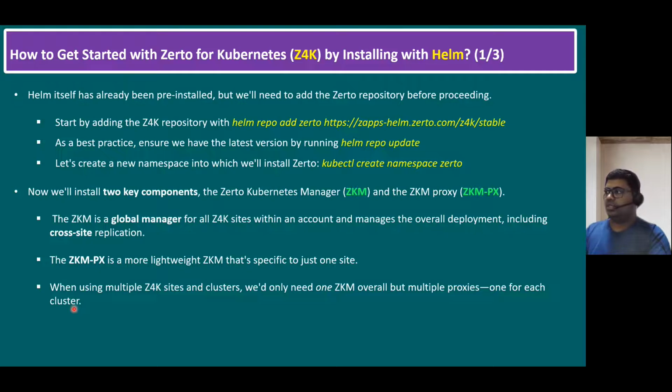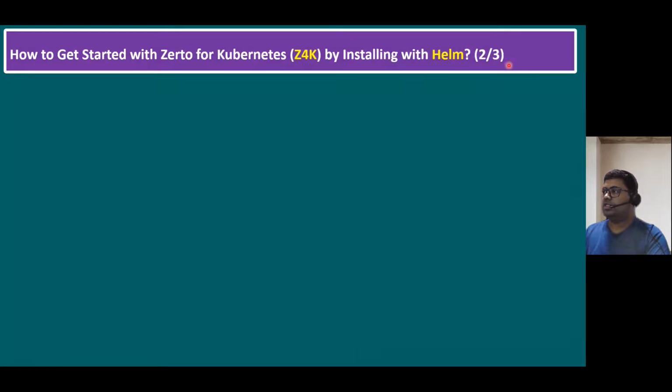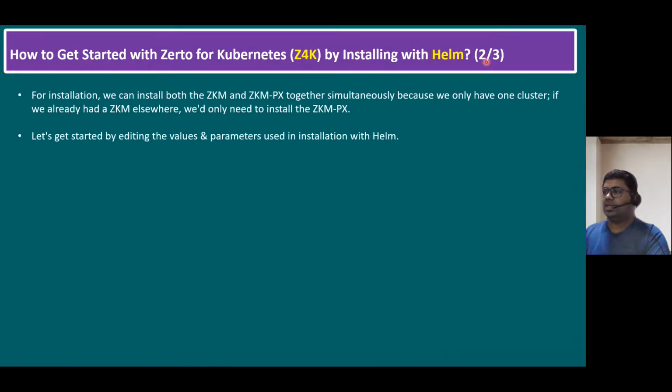Now let's go back to the other topic. The installation is what I explained in the 3 slides. This is the first slide. Now I'm going to the installation procedure, second slide. Another key point for installation is that we can install both ZKM and ZKM proxy together simultaneously because we only have one cluster. Okay, it's a straightforward point.